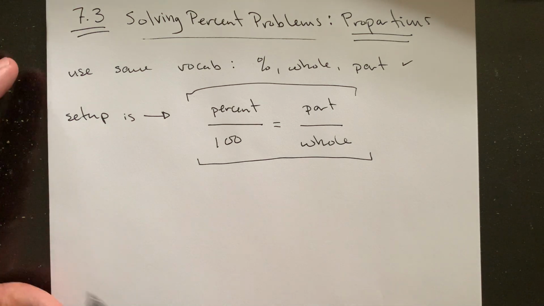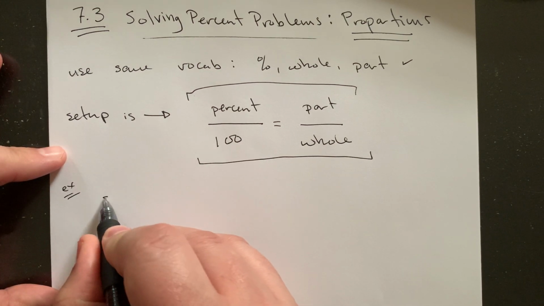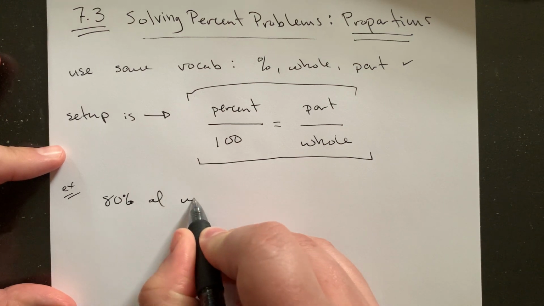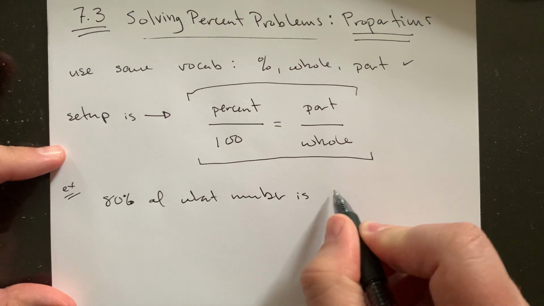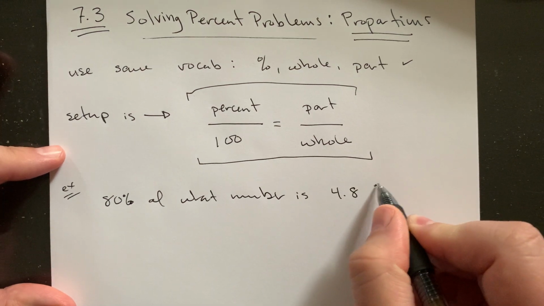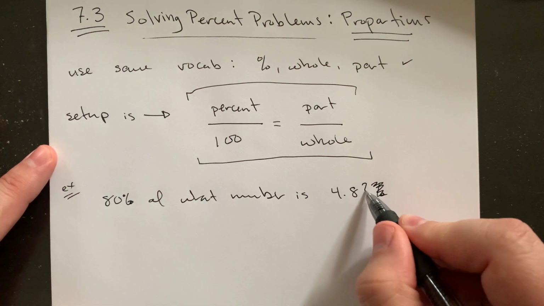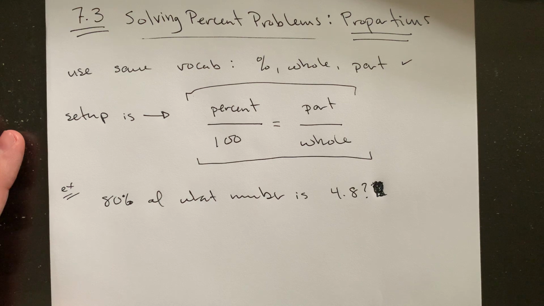So let's throw an example down here. 80% of what number is 4.8? Question mark. Not 4.8%, right? The percent is only showing up once.